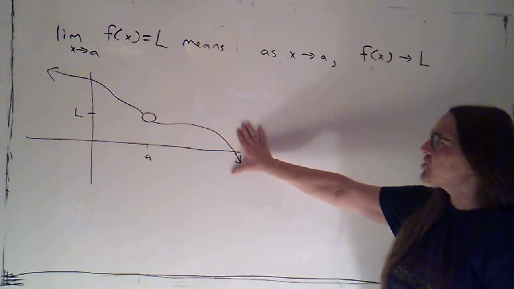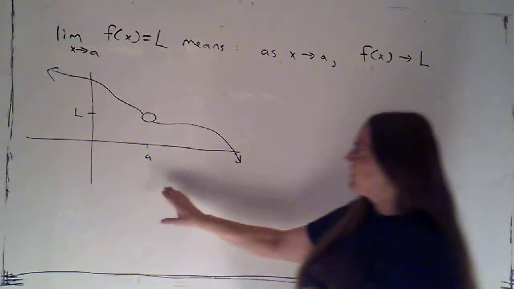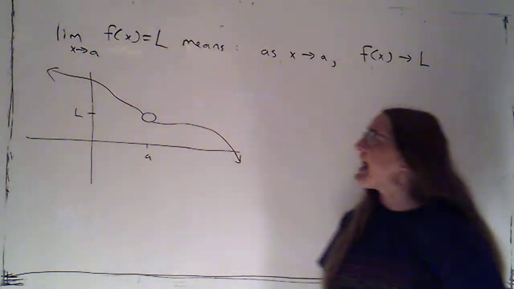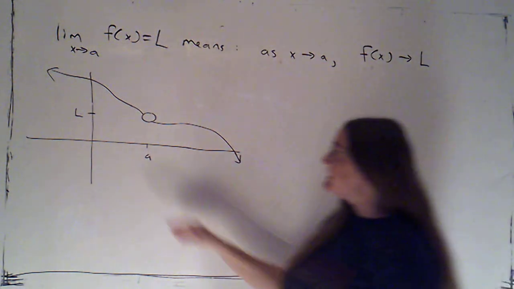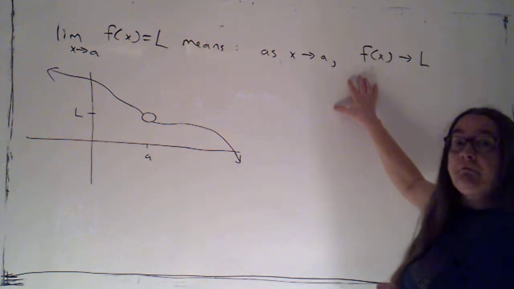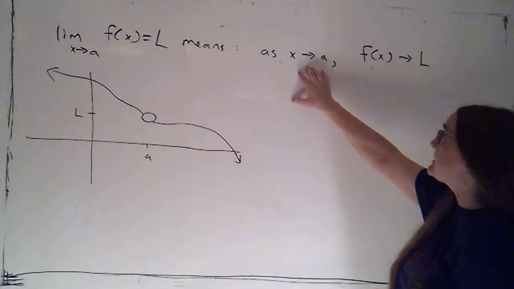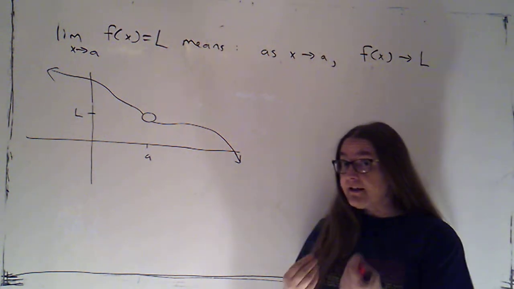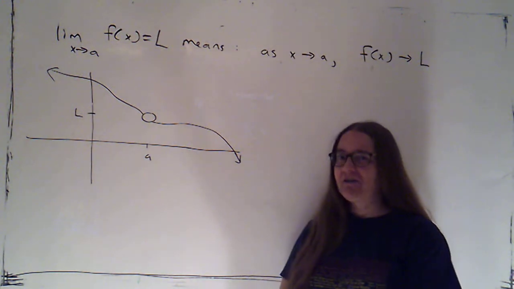So I've drawn a picture on the board here of a function f of x where this is true. The limit as x approaches a of f of x is this number L. And I've written here what that means informally. It means as x gets close to a, now what we mean by that is it gets arbitrarily close to a without necessarily equaling a.